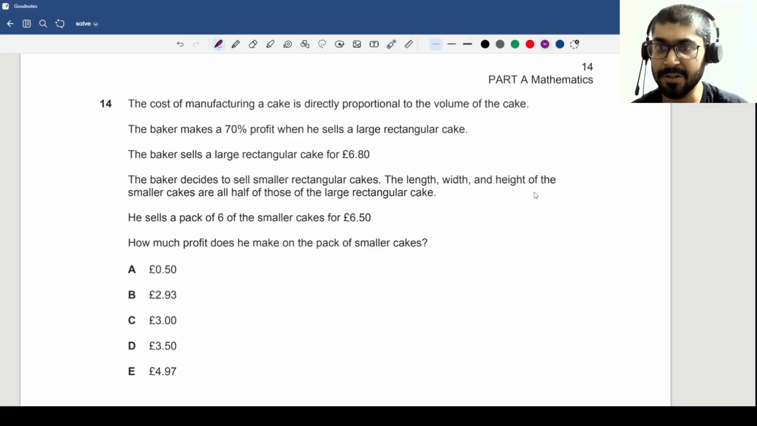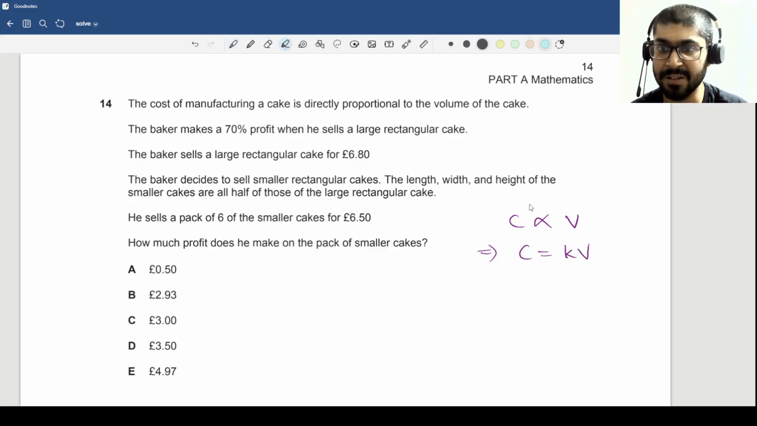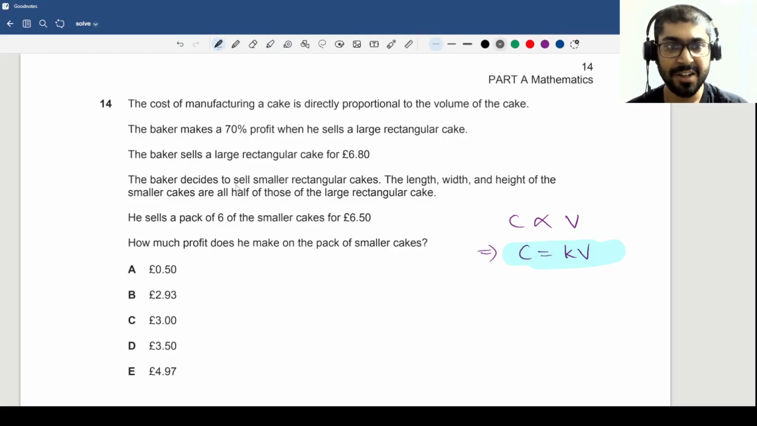Alright, so that means the cost of manufacturing, C, is proportional to V, or I can just write C is equal to KV. Remember this, we will be using this for the future. What do we have? The baker makes 70% profit when he sells a large rectangular cake. So the sell price is 680, right?